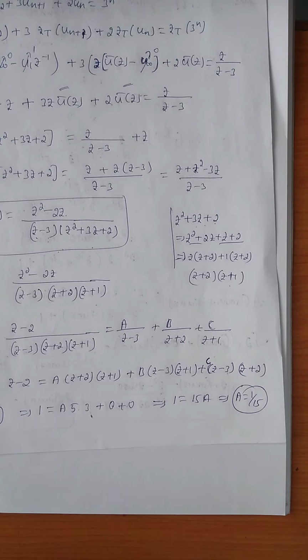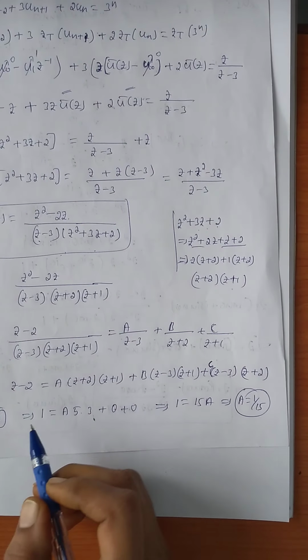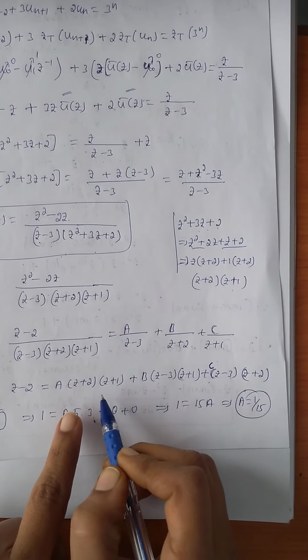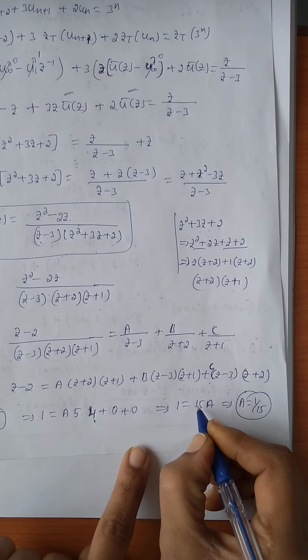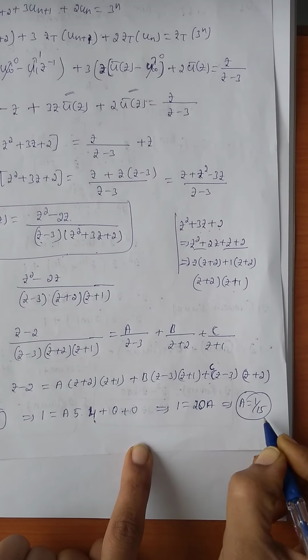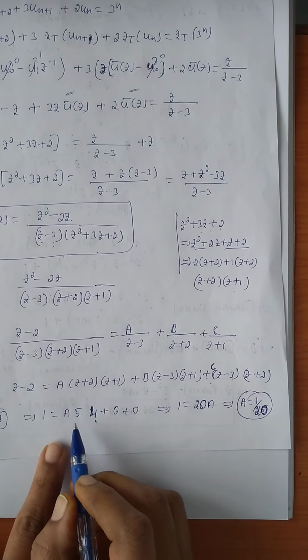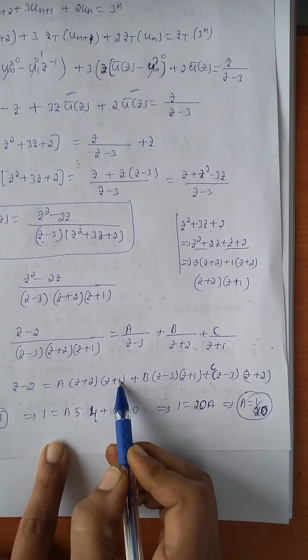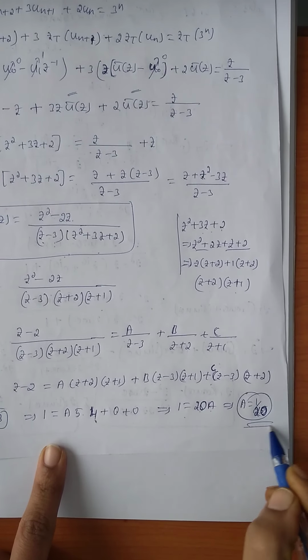Next, we go to find B and C values. Sorry students, here I made a mistake. z is equal to 3, substitute here. 3 plus 1 gives 4, and 5 fours are 20. So we get A is equal to 1 by 20.